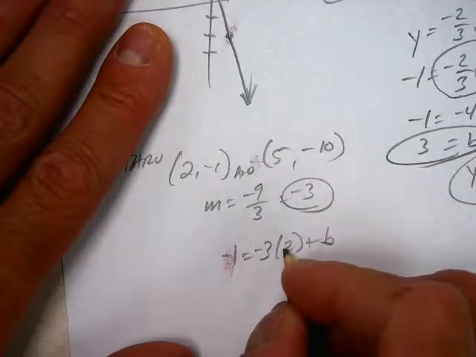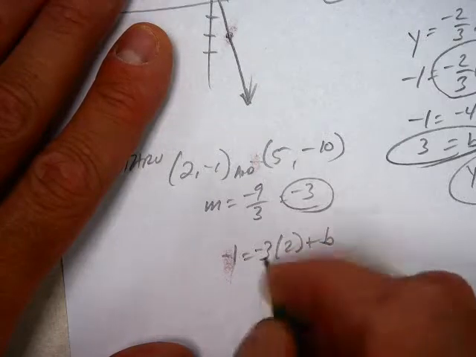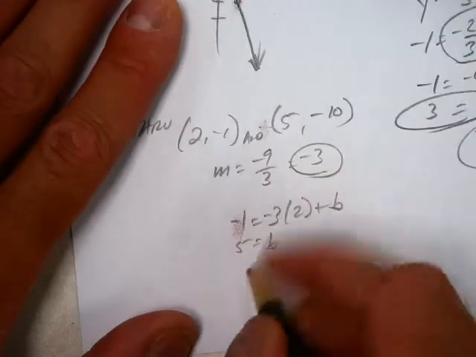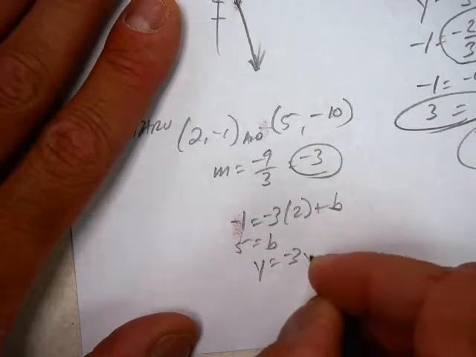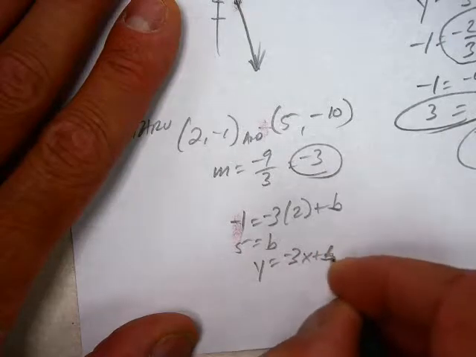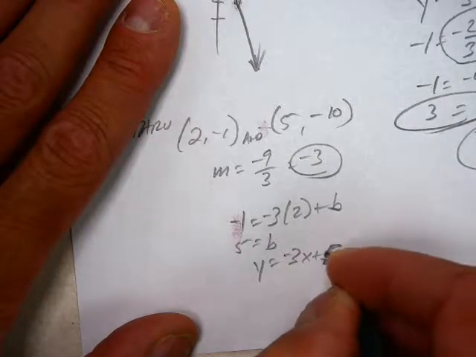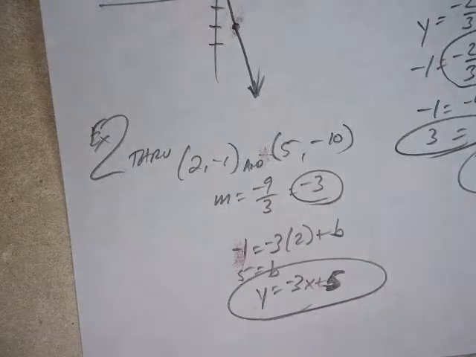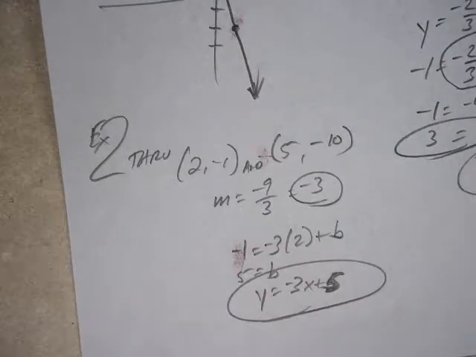It's like a negative 6. If I add that, b is 5. Okay, so y equals negative 3x plus 5. Okay, so you all right? So with 2 points, it's just find your slope, turn it into what you've done before.